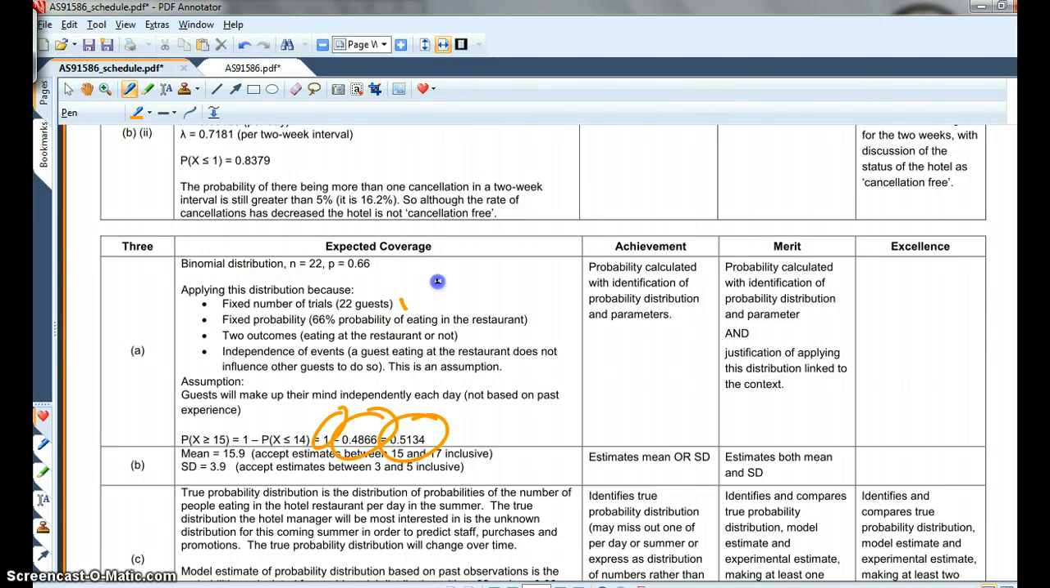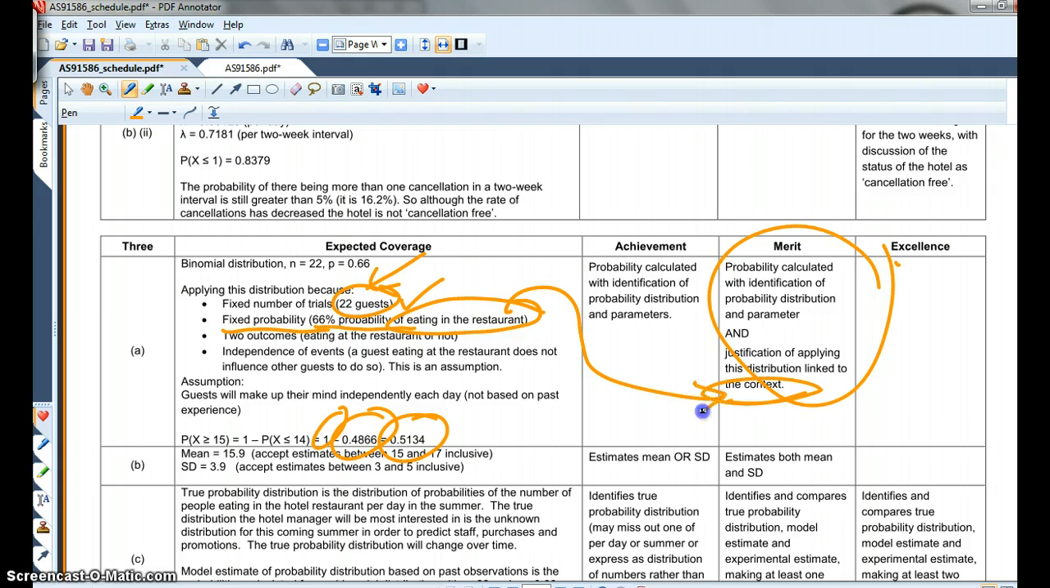Fixed number of trials, 22 guests. The in context is the 22 guests. So if you want to get merit, you need to have it in context. Okay? So the 22 guests, rather than just fixed number of trials, that's going from achieved to merit. Fixed probability, 66% probability of eating in the restaurant. Eating in the restaurant is in context. That's jumping you from achieved to merit. 2 outcomes, to eat or not to eat. Again, that's jumping you to merit because it's context.